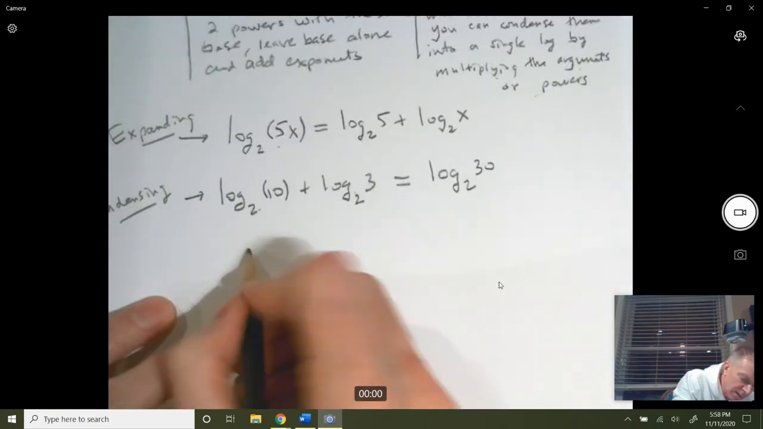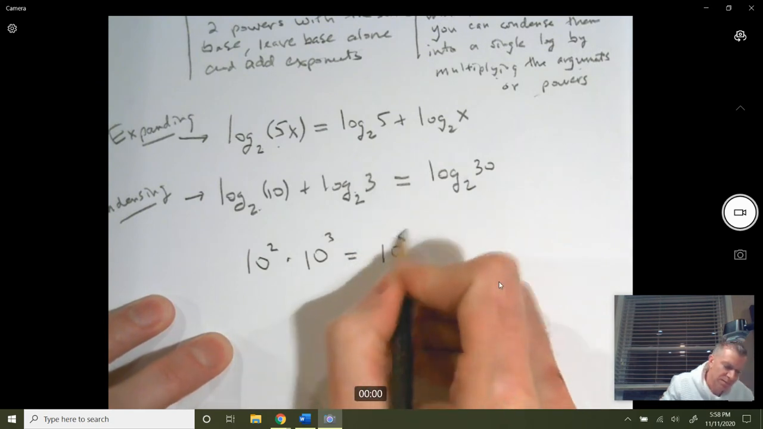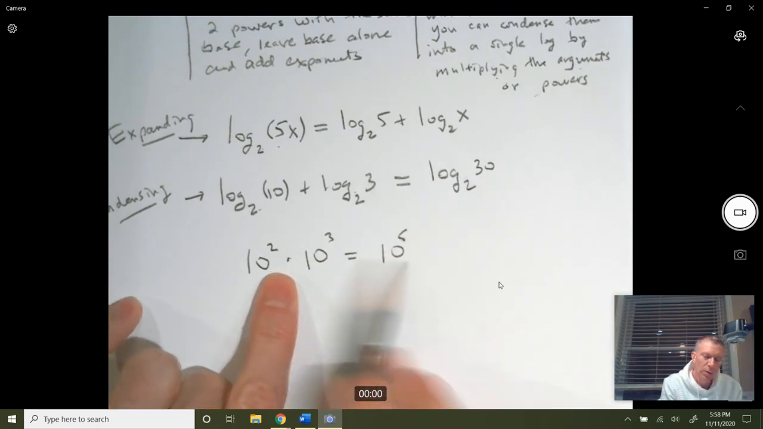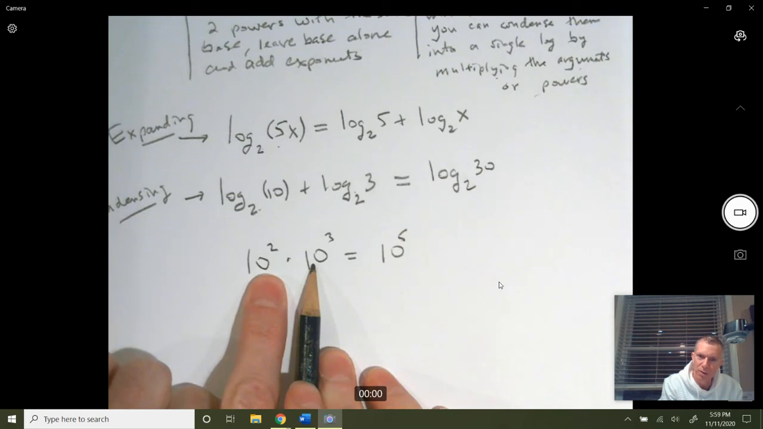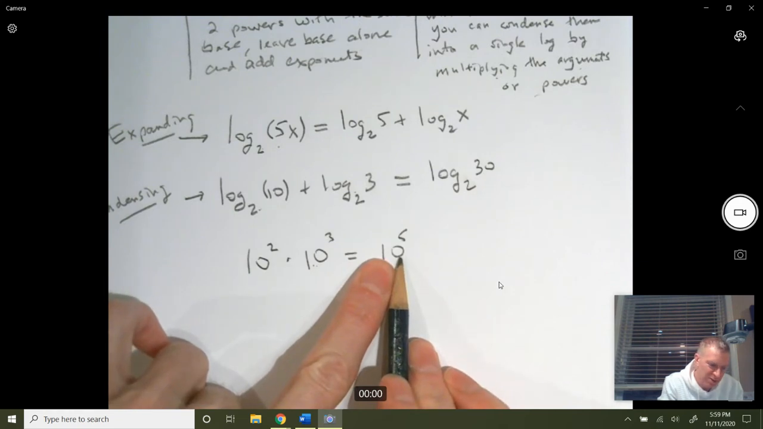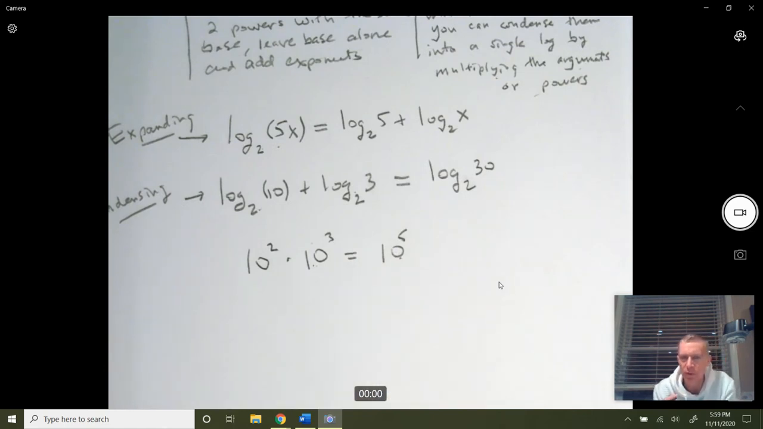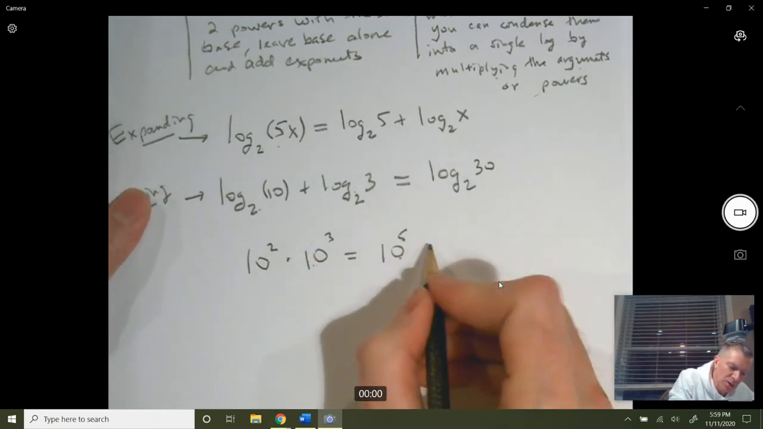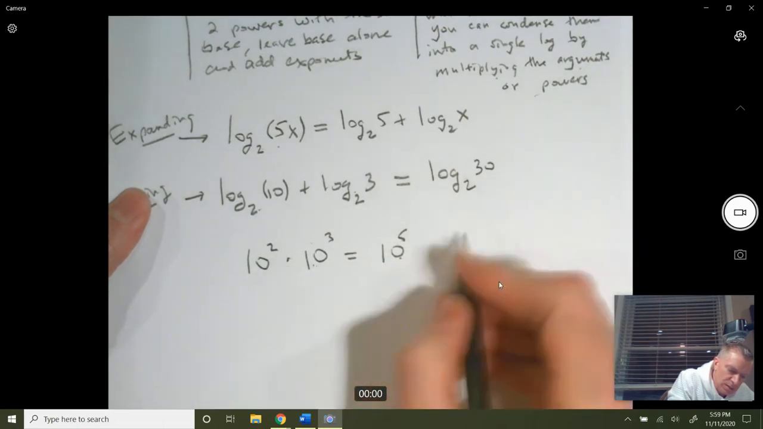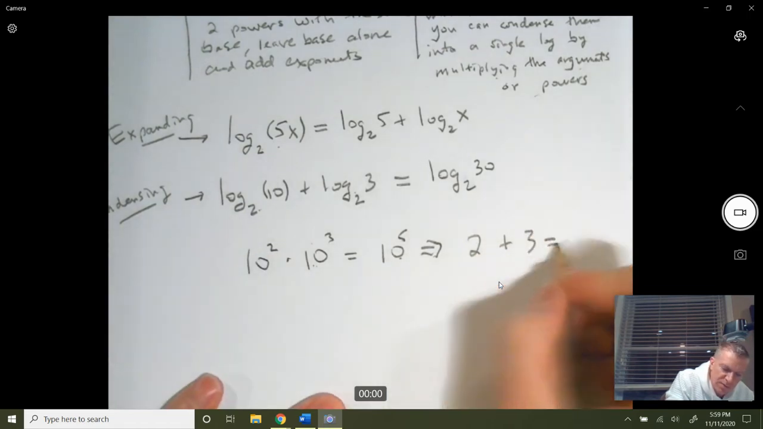Okay, so I'm going to write down 10 to the second times 10 to the third equals 10 to the fifth. Let's think about what we did here. When we multiplied these two arguments or powers together, we combine them into a single exponential expression by adding the two exponents. Remember when we said one word for a log? A log is simply an exponent. So let's think about this. We know what this means. This means 2 plus 3 is equal to 5.